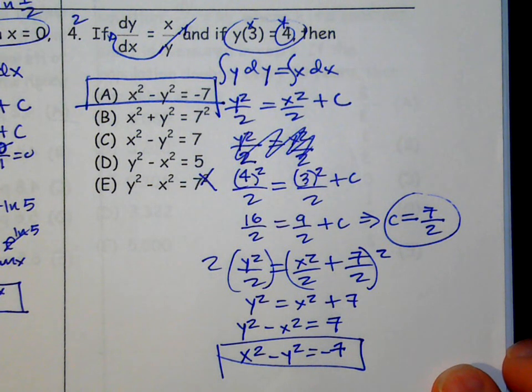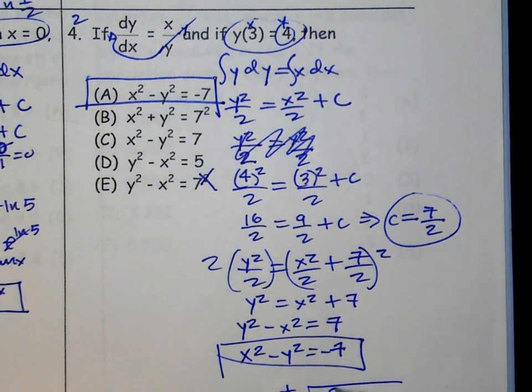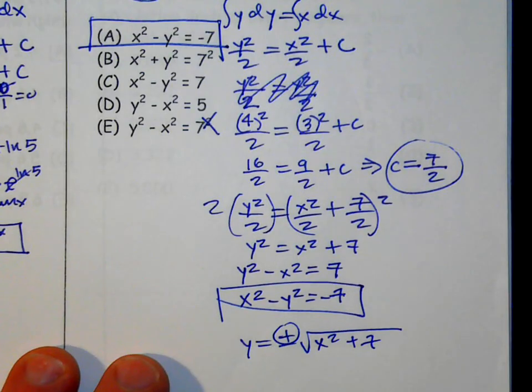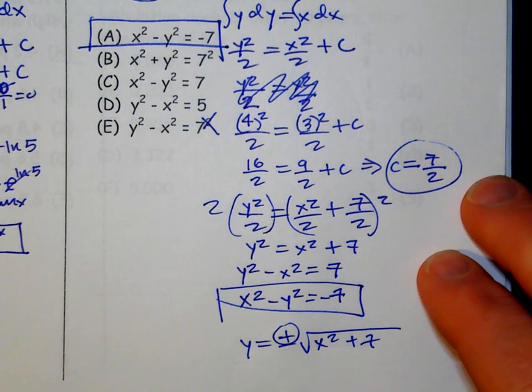Okay. Now, we could have tried to get y by itself. You would have done plus or minus the square root of x squared plus 7. We would have gone with the positive, but that answer wasn't one of our choices. We would have also needed to consider domain. This one definitely has domain issues. But since it's multiple choice, we'll go ahead and ignore that for right now.